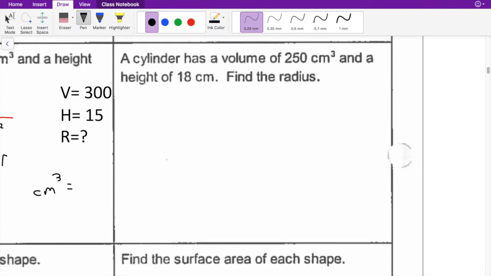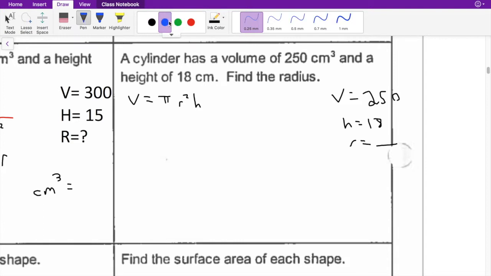So a cylinder has a base of 200, a volume of 250. Let's go volume equals 250. And a height equaled 18. So let's write out my formula for a cylinder. Volume equals pi r squared h. Now I'm looking for my radius, right? That's what I'm looking for.